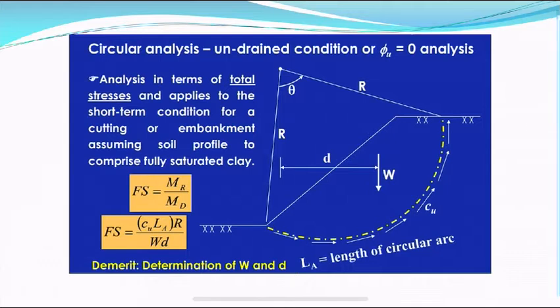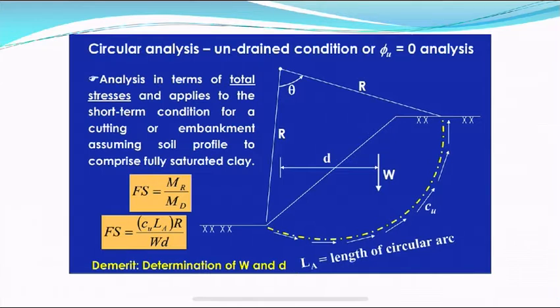Basically this is an analysis performed in terms of total stress analysis and applies to short term conditions only for a cutting or embankment, assuming the soil profile comprises fully saturated clay. On the right hand side, a cross section of a slope or an embankment is shown, and this is the slope inclination which is required to be determined. What slope inclination needs to be provided so that an adequate factor of safety is ensured? That is the importance.